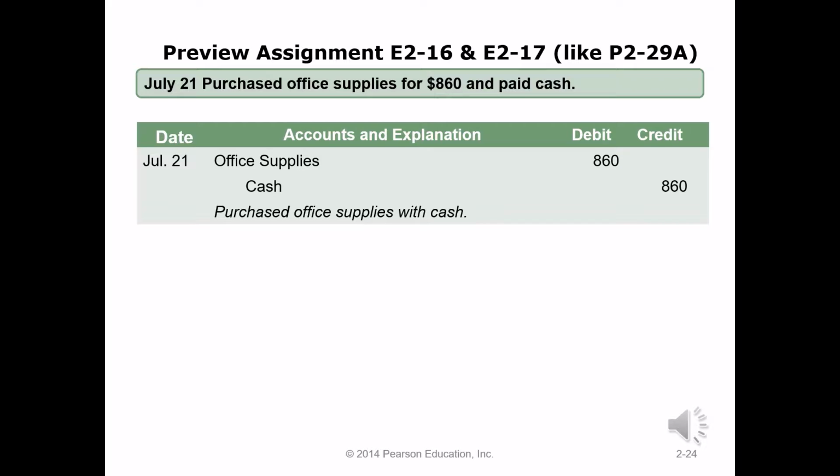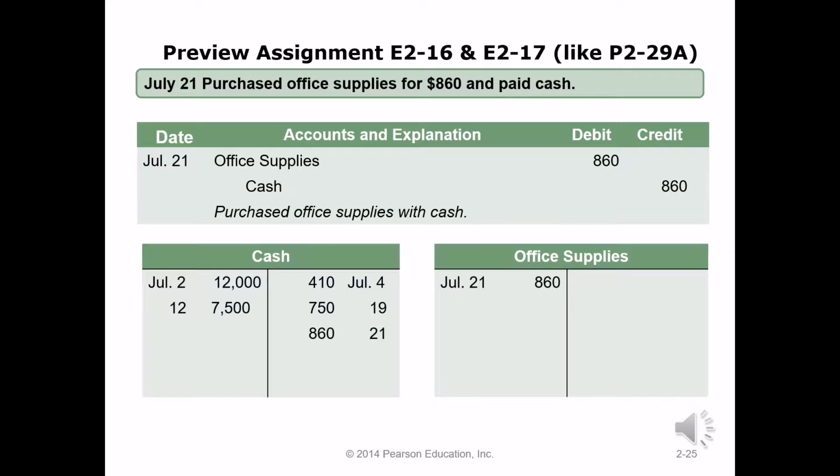Pause the presentation and post this journal entry to your T accounts or your general ledger accounts. When you've posted this to your cash account, you will see that this is our fifth entry into cash, and it's our first entry into our office supplies account. If you're doing the general ledger and you have a cash ledger account, your running total in your balance should be $17,480.